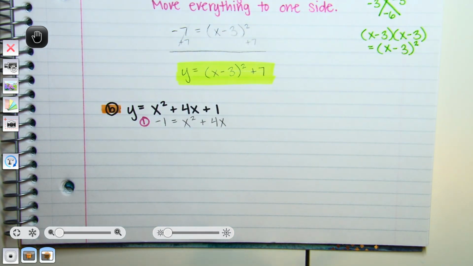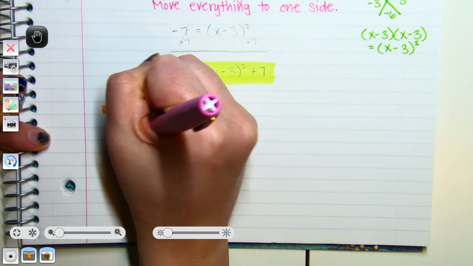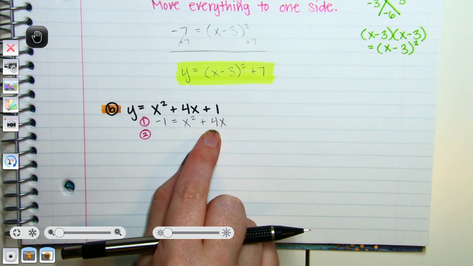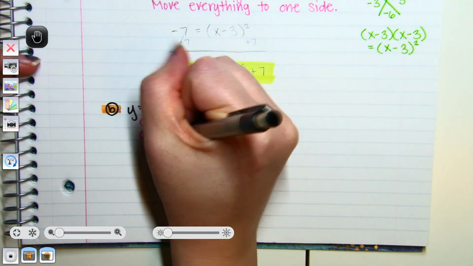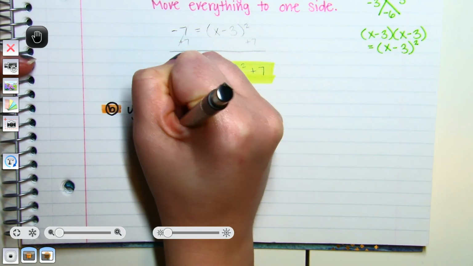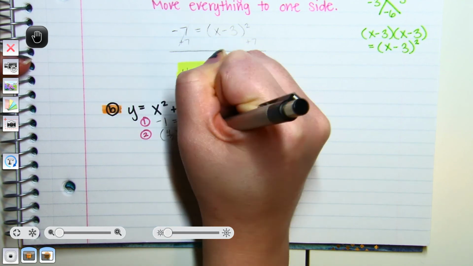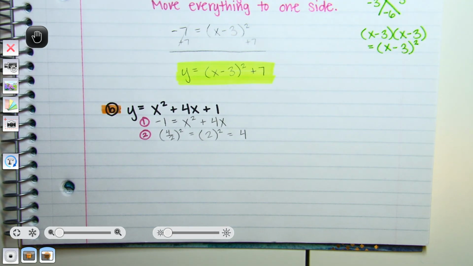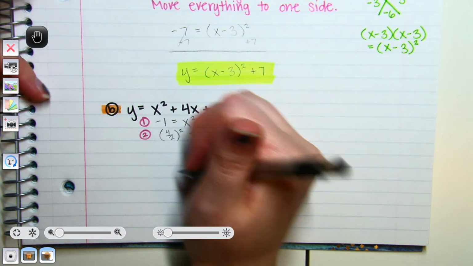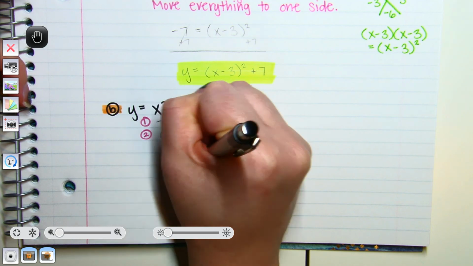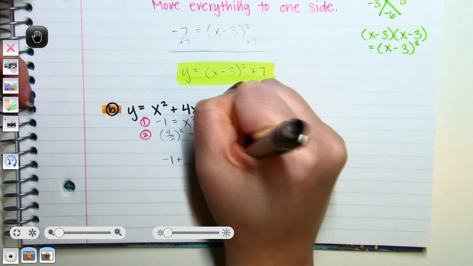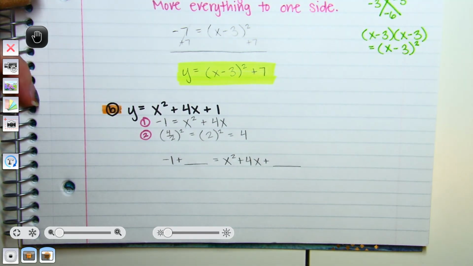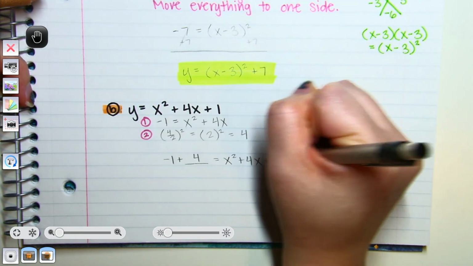Then step 2 is to take my b value and divide it by 2 and square it. So 4 is my b value. So 4 divided by 2 squared, which is equal to 2 squared, which is 4. So I'm going to add 4 to both sides. I'm going to have negative 1 plus, leave a blank space, a placeholder, equals x squared plus 4x plus, leave a spot for a placeholder. And I'm going to put 4 in both of those blank spots.